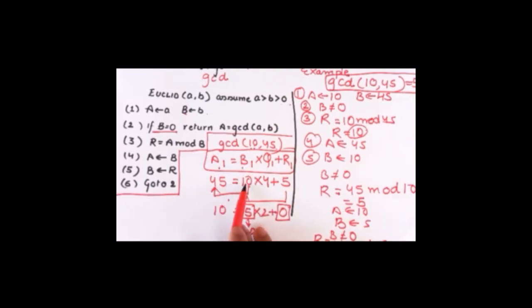Now after writing down this, what to multiply to 10 to get a number which is just the smaller number than 45 or equivalent to 45? When you use 5 here, you'll get 50, which is a number greater than 45. So you'll be using 4 here, by which you get 40. What to add to 40 to get 45? 5. Right. After this, swap. Write down 10 here, write down 5 here.